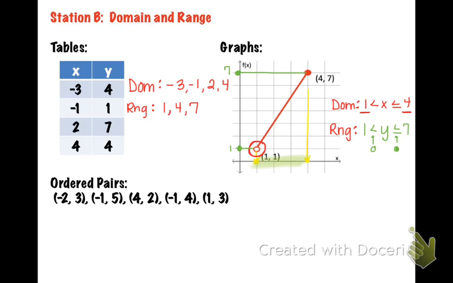When you have a list of ordered pairs, that's just a given list of numbers. So again, we won't use an inequality. We just look at the x values and the y values and write them in a list. So the domain: -2, -1, 4, -1, 1. We don't want to repeat. The smallest number is -2, then -1, which we have twice, but we're only going to write it once, then 1, then 4. For the range, look at the y values. It goes 3, 5, 2, 4, 3. So that would be 2, 3, 4, and 5.